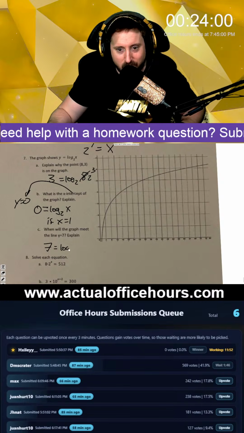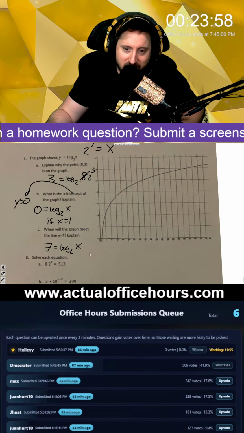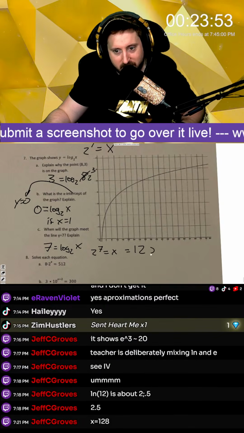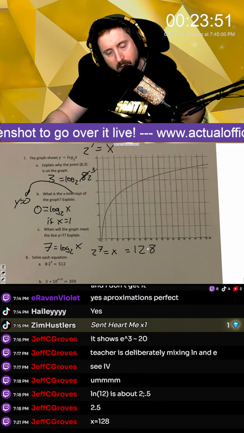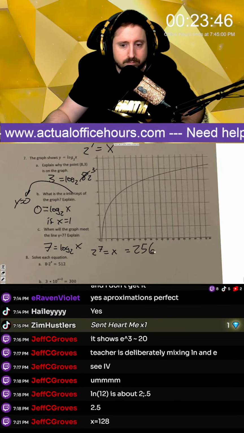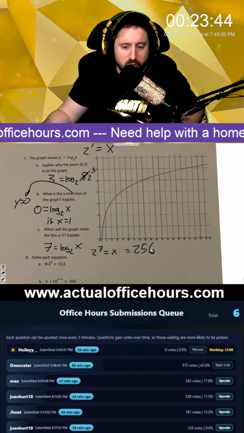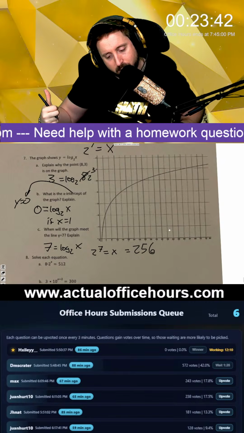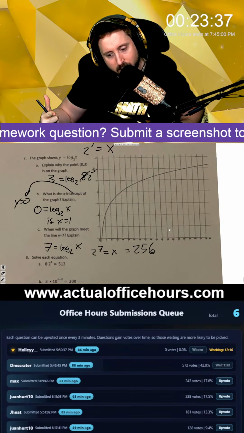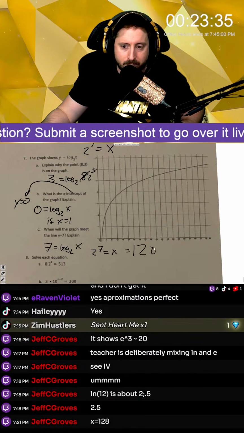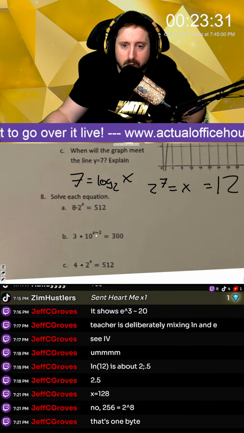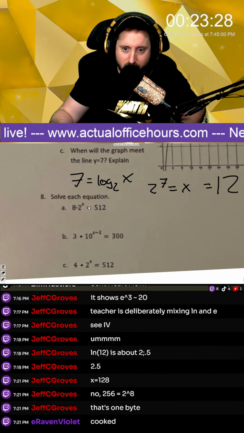7 equals log base 2 of x. That tells you 2 to the 7th is equal to x. And so that's equal to 128. Wait, no. 2 to the 5th is 64, 256. Or is it 128? Sorry, did I mess that up? Wait, 2 to the 5th is 32, 6 is 64, 7 is 128. I did mess it up. Yeah. Good job. Okay, cool.